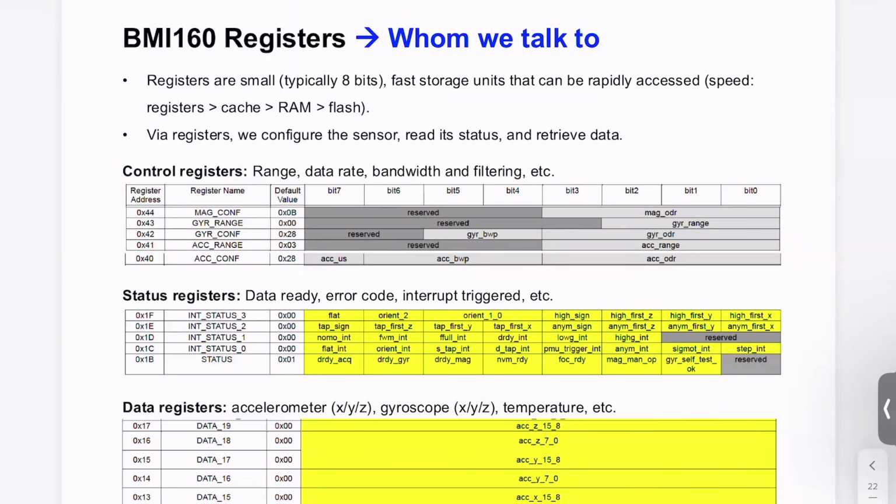There are status registers where you can know what's going on inside the accelerometer. Then there are data registers. So when you need to read acceleration data, you are really just reading these data registers. There is a very detailed specification in the datasheet, and you are going to do a little bit of exercise in your lab 1.